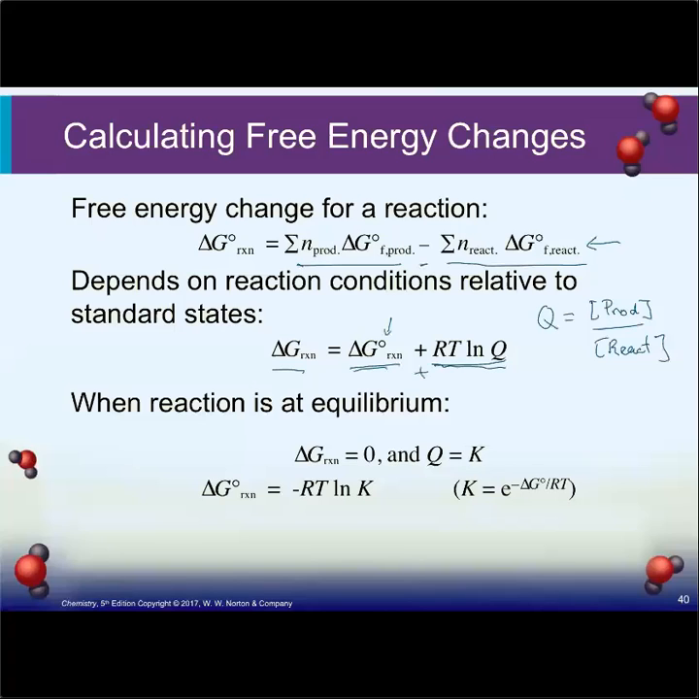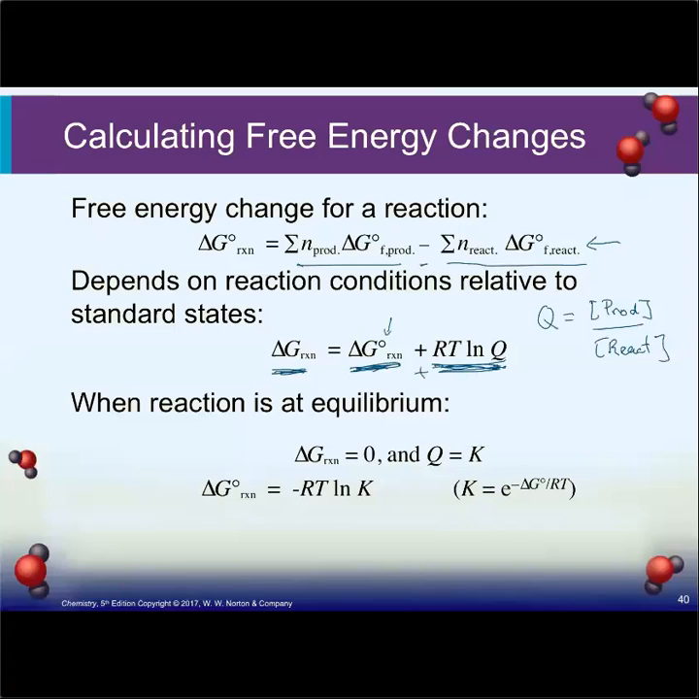this is kind of saying, okay, this is reality. The delta G is not the ideal. You'll be maybe at a different temperature, or at a different pressure, or at different concentrations than the standards. And therefore, you need to correct by adding this term here.